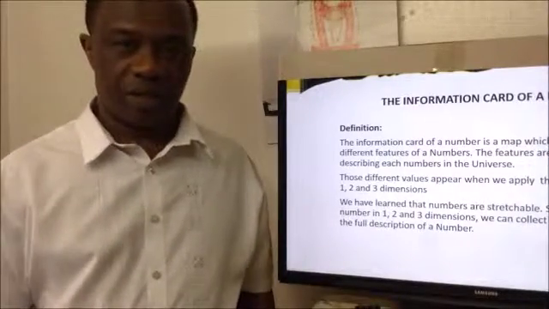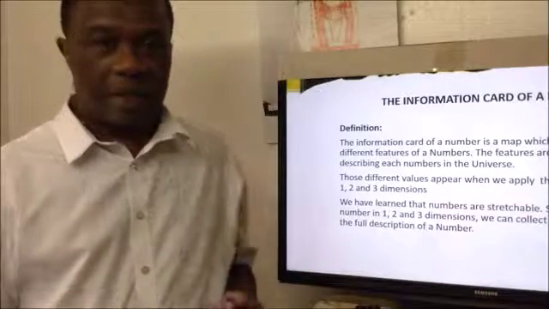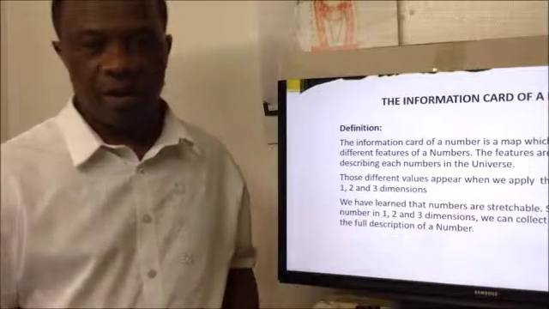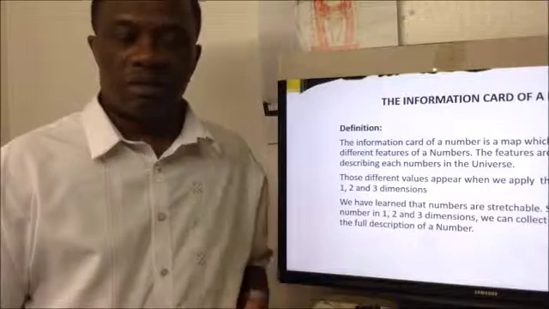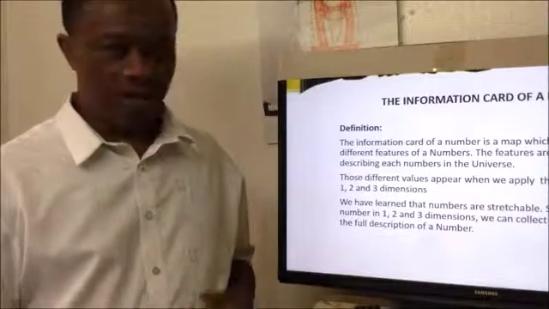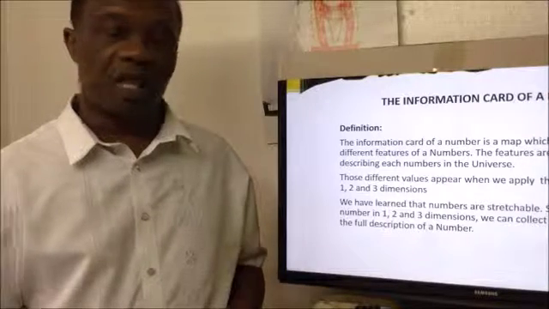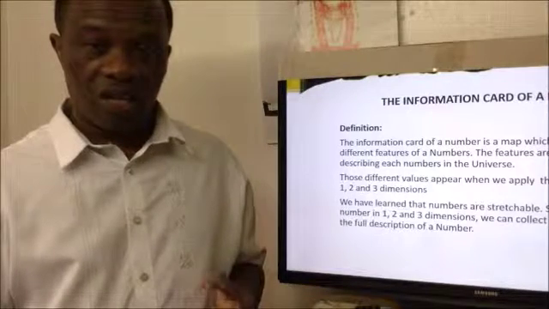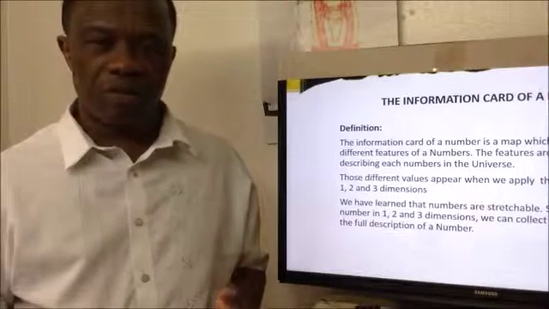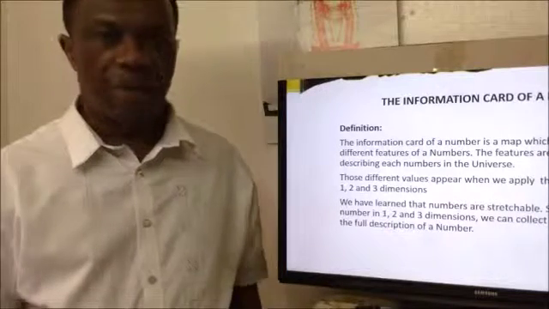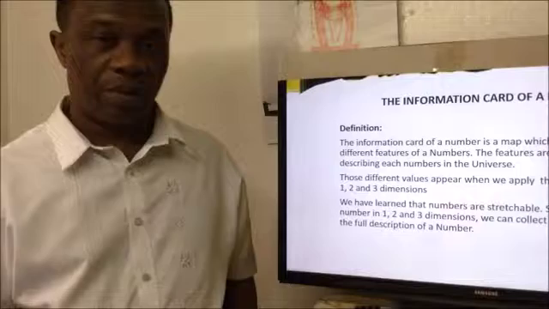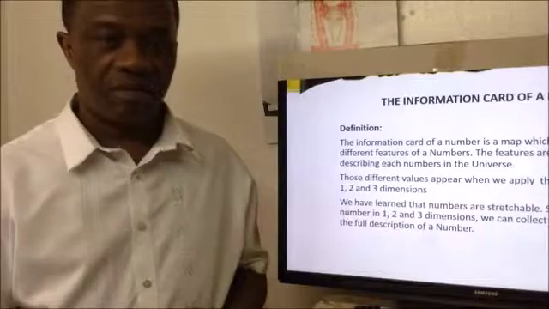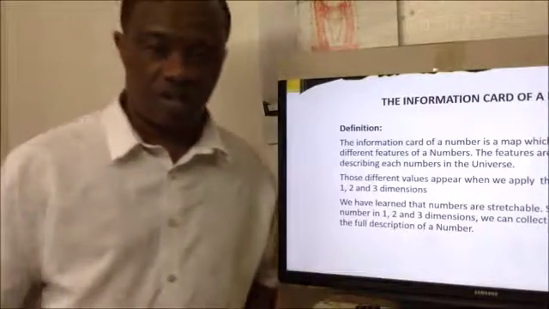Just like human beings have an ID which preserves the record of our biography, numbers also have a card, and this card is called the information card. It's an ID and it contains all the information you want to know about the number. So each number in the universe has its own ID. So let's see what it is.